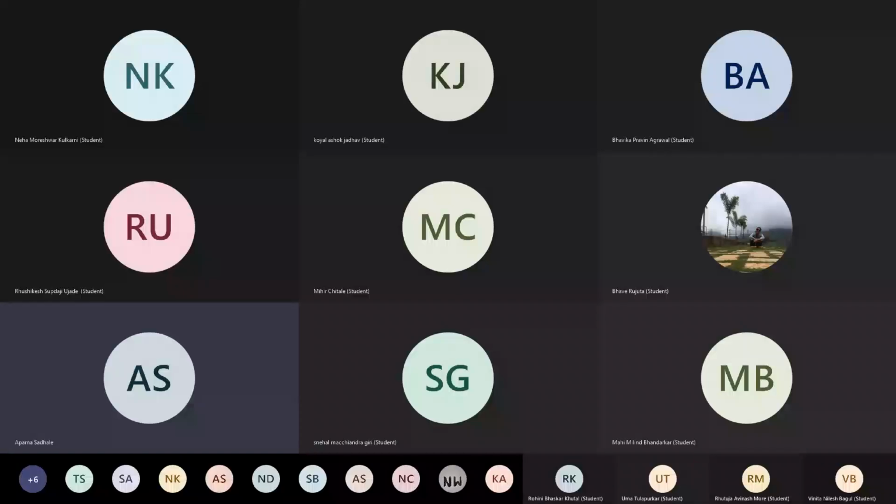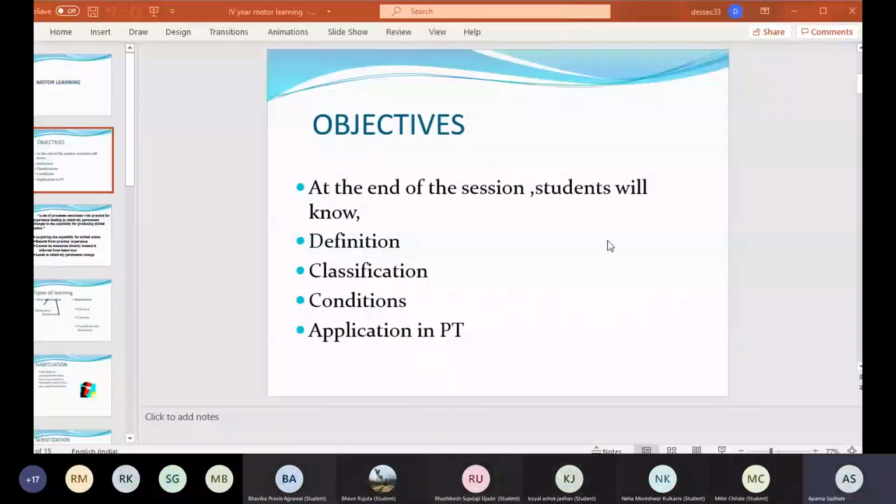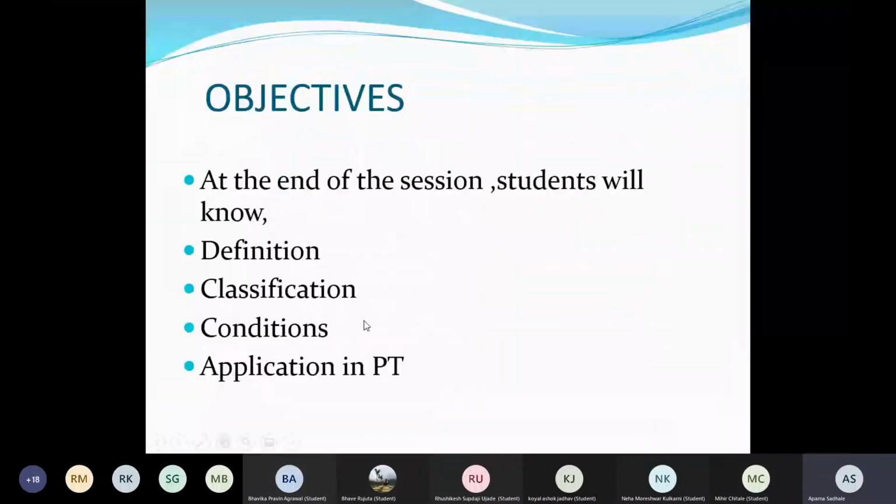Now go back to your screen. Can you still see the screen? Yes, ma'am. I'll just see if we can go into slideshow mode. Yes, ma'am, we can start.